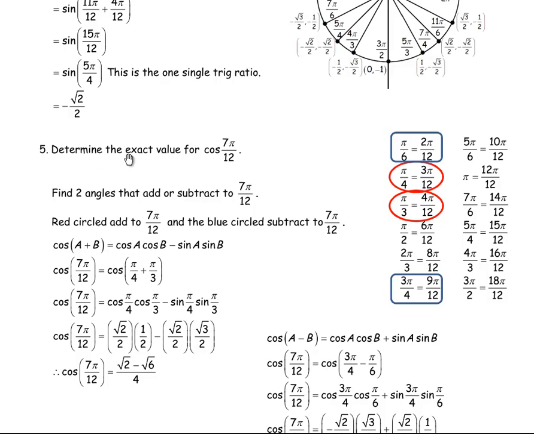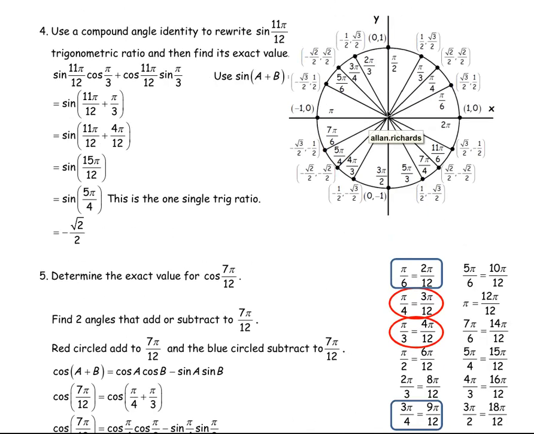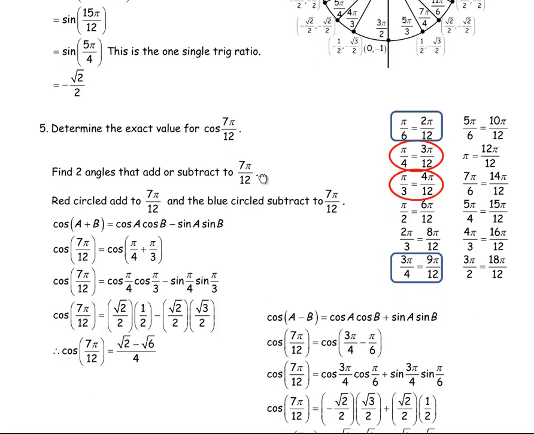For number 5, you're asked to determine the exact value for the cosine of 7π/12. Well, 7π/12 isn't on here, so for this one we're kind of doing the opposite of what we did for number 4. We need to find two angles that either add to 7π/12 or subtract to 7π/12, one or the other. And I'm actually going to show two solutions here, although there are more, in order to find the exact value of this using sines and cosines from the existing unit circle. So we'll come back to the unit circle in a moment.